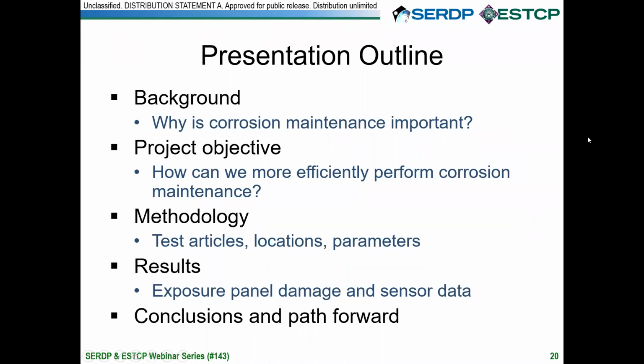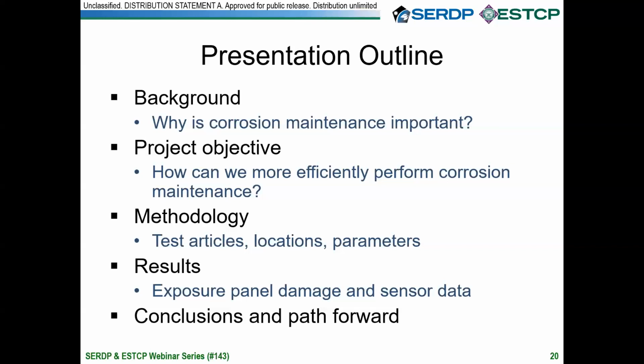All right. So this is what I'm going to talk about today, just the outline here. The background of the project: why is corrosion maintenance important, a little bit about what we do, why we do it, and when we do it. The project objective, the whole premise of ESTCP, is environmental impact. So how can we improve efficiency and reduce waste through better performing some of the maintenance actions that we do, particularly the wash.